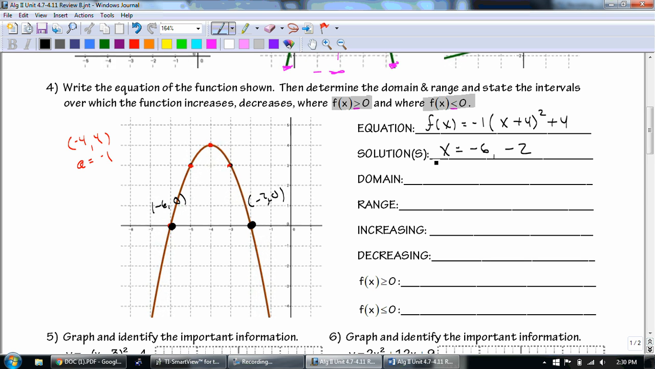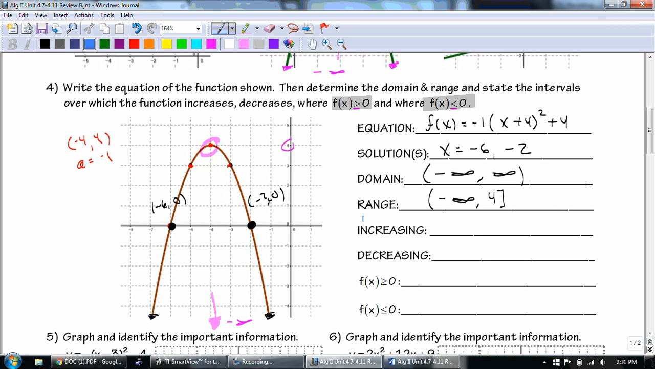Our domain, we should be very good with the domain right now. That's from left to right. Negative infinity to positive infinity. Next is our range, our y values, and remember that the y values go from low to high. So the lowest this guy goes is negative infinity, but then we stop at 4. So my range would be from negative infinity to +4.